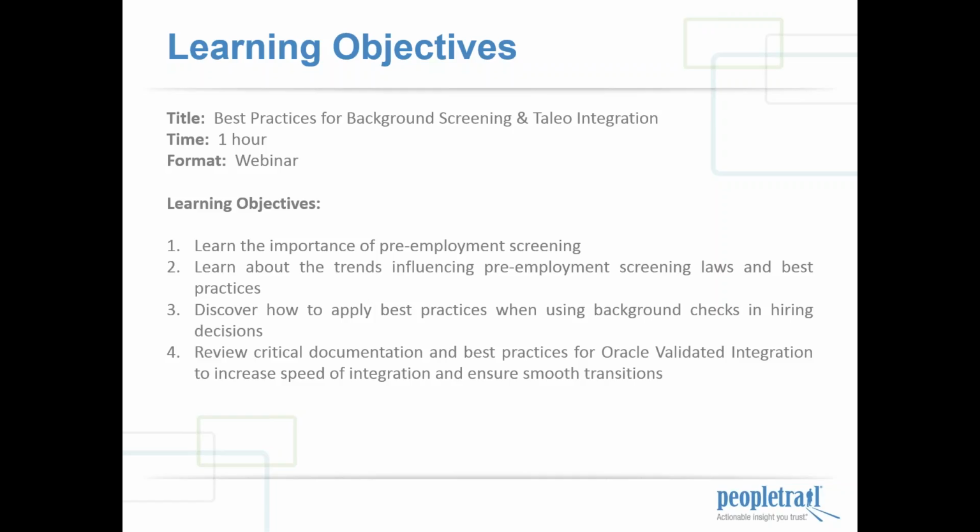Then we'll talk about some of the trends that are influencing pre-employment screening. Some of those trends affect laws, and some of them are litigation. We'll go over some of those and some of the best practices. Then on the third one, we'll dive into some of the meat, discovering how we can apply those laws and best practices when using background checks in the hiring process and making decisions. There are certain decision points, and there are timelines within decisions. We'll talk about some of those types of things.